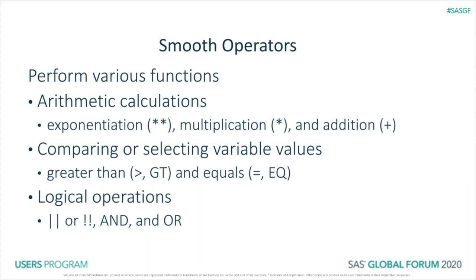Some operations that are performed by SAS operators have been formalized in functions. A good example of this is the concatenation operators, the double bars and the double exclamation points, and the more powerful CAT functions, which perform similar but not identical operations. LIKE operators are most frequently utilized in the data step and PROC SQL.